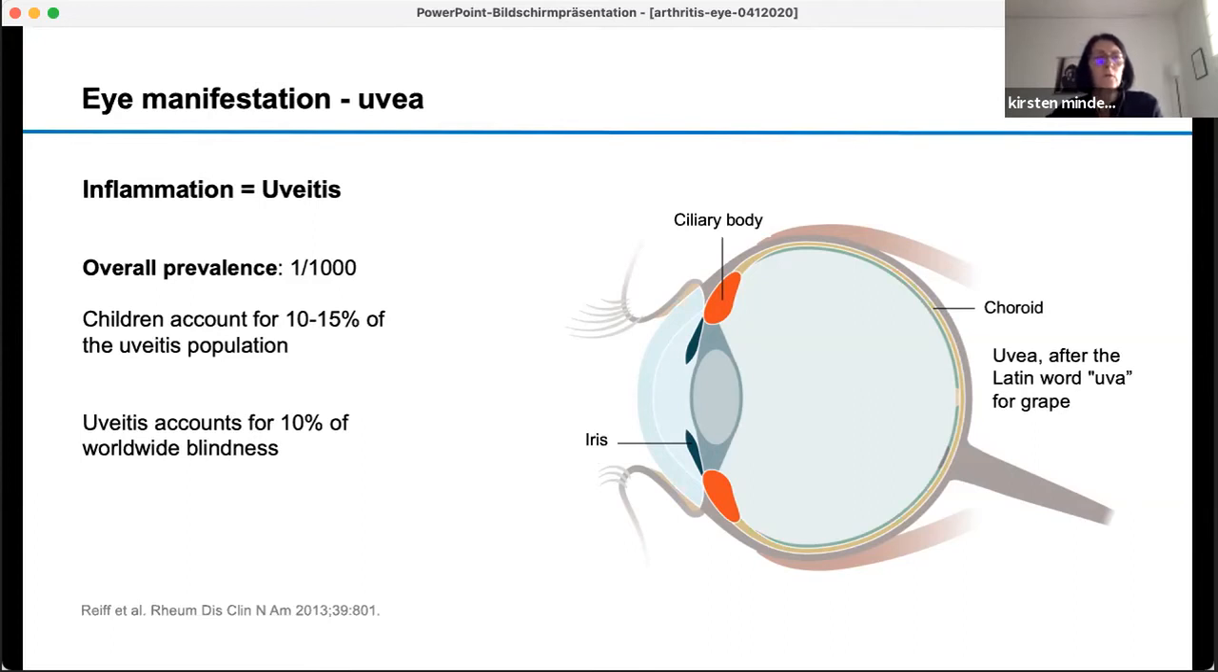Estimates from Europe and North America suggest that the overall prevalence of uveitis is roughly 1 in 1,000, with children accounting for 10 to 15% of all cases. Despite its relative rarity, uveitis accounts for 10% of worldwide blindness and approximately the same amount of visual morbidity as either macular degeneration or diabetic retinopathy, which is unknown to most of the population. While macular degeneration or diabetic retinopathy are diseases that occur towards the end of life, uveitis might start in childhood and persist through decades.